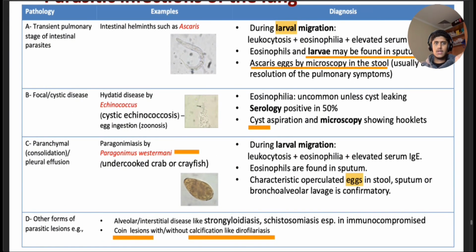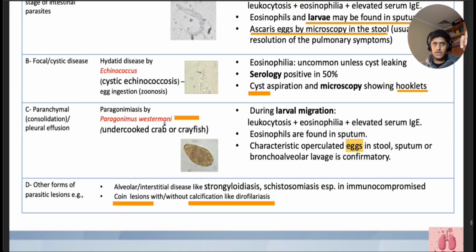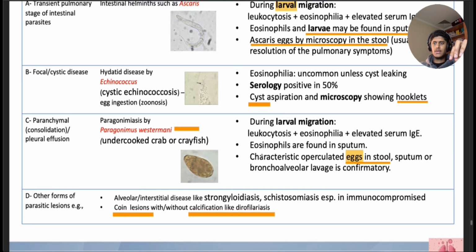However, in cystic Echinococcus, where eggs are ingested, it is diagnosed by cyst aspiration and microscopy showing hooklets. And we have Paragonimus westermani, from undercooked crab or crayfish. The important characteristic is that we can see eggs in stool and lavage, as well as eosinophils in sputum.